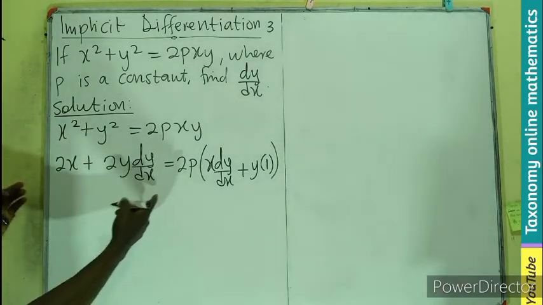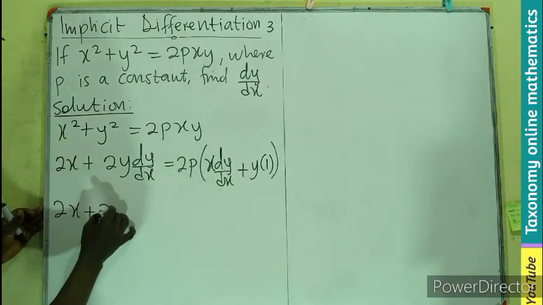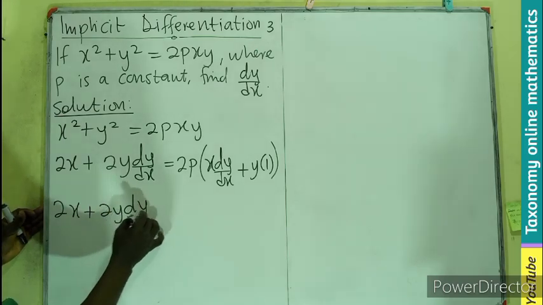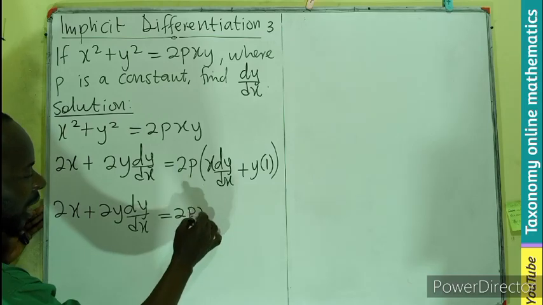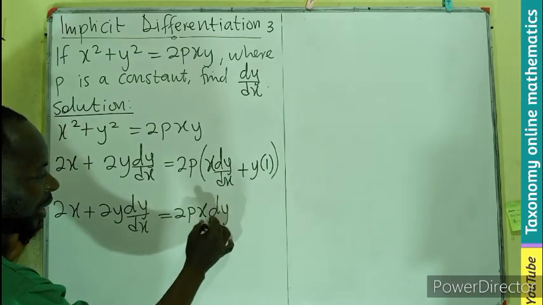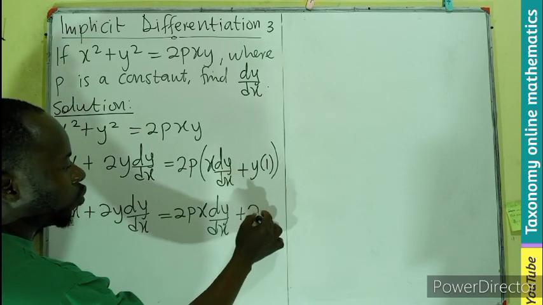So now, let's expand here to give us 2x plus 2y dy/dx equals 2px dy/dx plus, this is only y, so you have 2py.